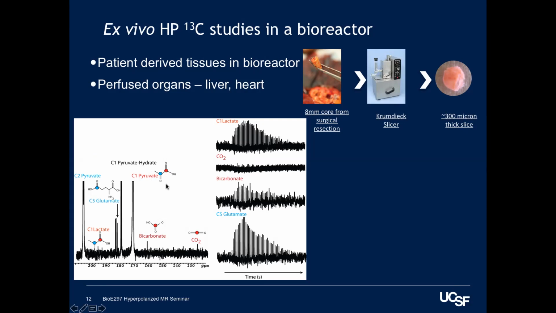So depending upon your choice of the probe, you can see multiple pathways. So just glycolysis or through the TCA cycle. And you can see very robust signals. And this is from renal cell carcinoma patients.